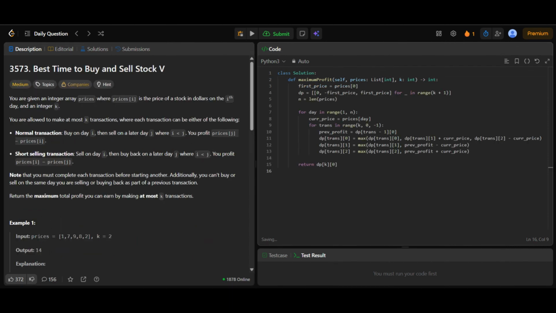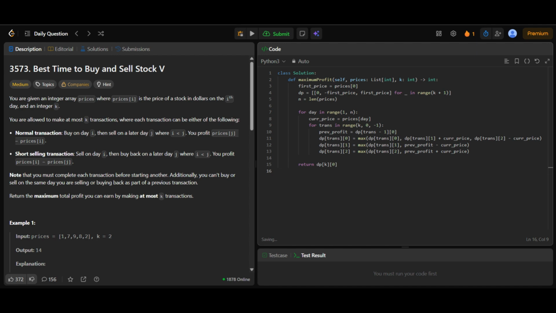Now let's break down this solution step by step and understand the idea behind it. This problem is more advanced than the classic stock problems because we are allowed to do both normal transactions and short selling, and we can do at most k transactions total. That immediately tells us this is a dynamic programming problem. Core idea: for every transaction count, we track 3 different states. The best profit when we are doing nothing, meaning no active position. The best profit when we are currently holding a stock after a buy. The best profit when we are currently holding a short position after a sell. So each transaction has 3 states, not just 2.